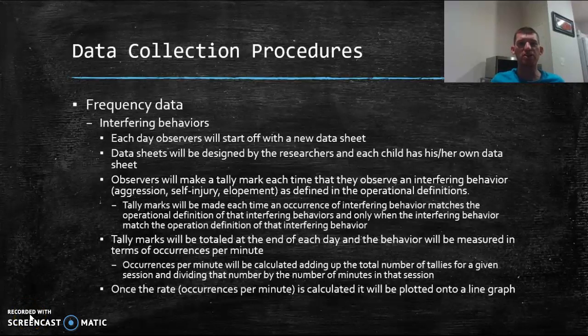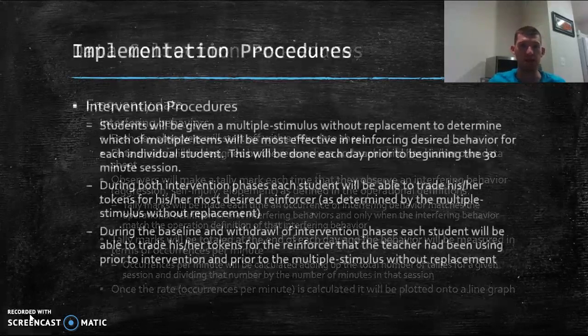So as I was saying before the last video cut off, that rate of occurrences will be determined through the formula of dividing the number of occurrences that occurred during the session by the total number of minutes in the session. So if there were 60 occurrences of the behavior and the session was 30 minutes long, then 60 divided by 30, that's 2 occurrences of the behavior per minute.